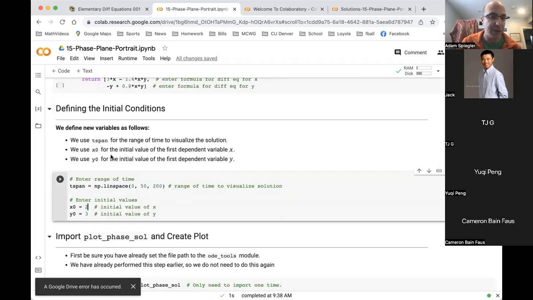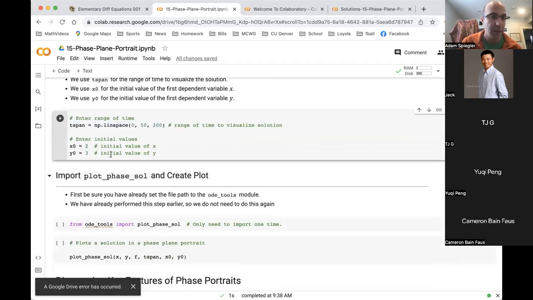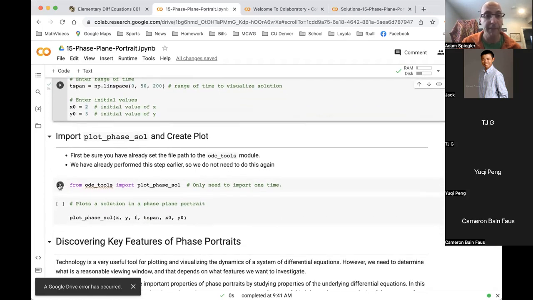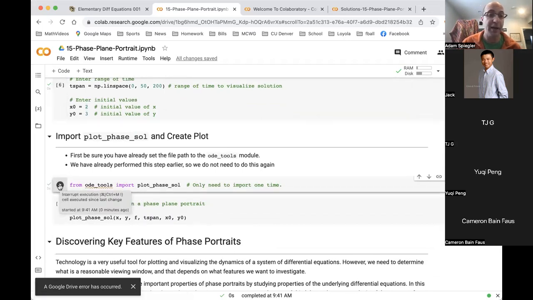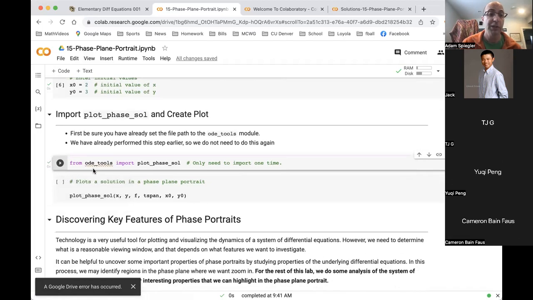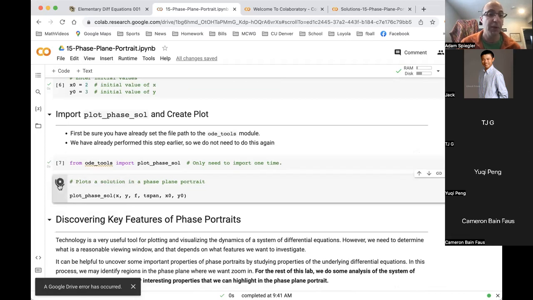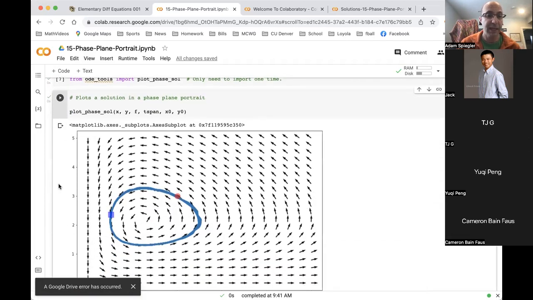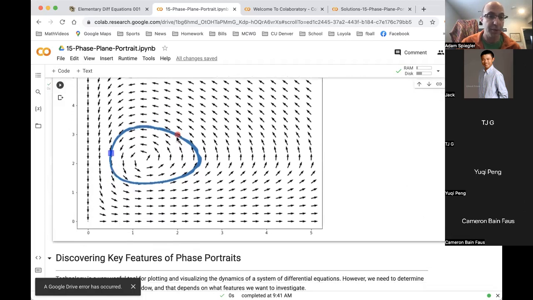I first need to define these values for the time and the initial values. This is a different function, so I need to import this second function now, but it's from the same module, so I don't need to set a different file path, and then I just run this. Now we can see the solution that we started with at time 2, 3 was this red dot over here. And these arrows give us an indication of which direction we're rotating around this curve.